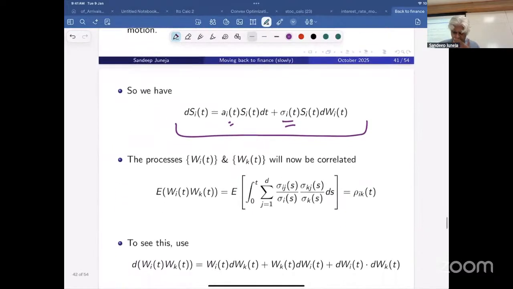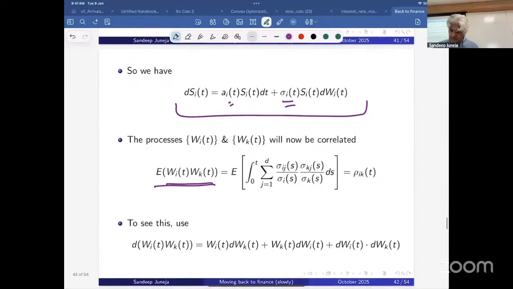Okay, so now that we define this WIT and WKT, we need to find the correlation between them. These are mean zero variables, so we just need to find the expectation of the product. And that you can see will have the following representation. And typically sigma ij's are going to be constants, then all of this will simplify further. They will not be functions of t. So then this function simplifies.